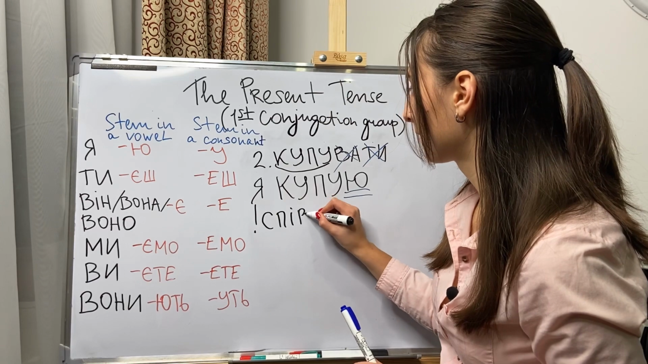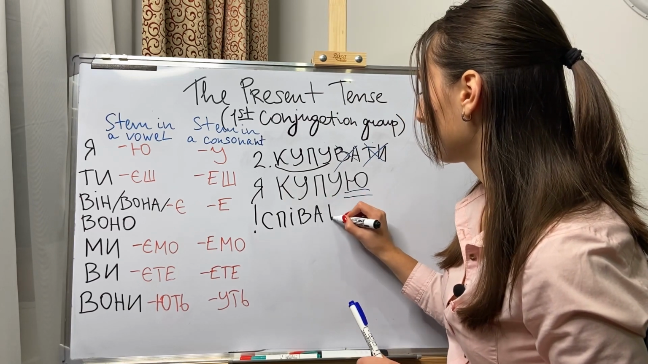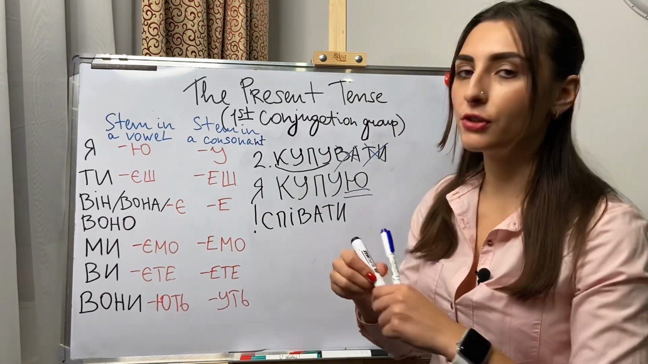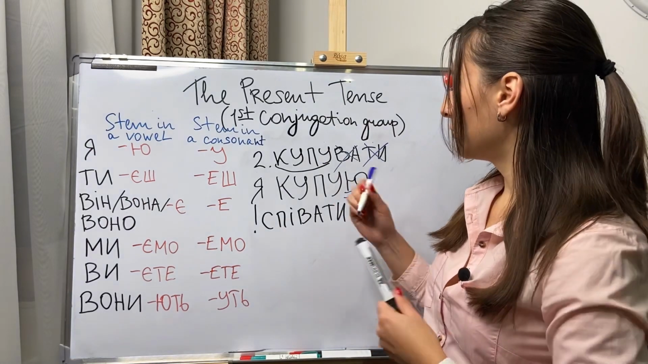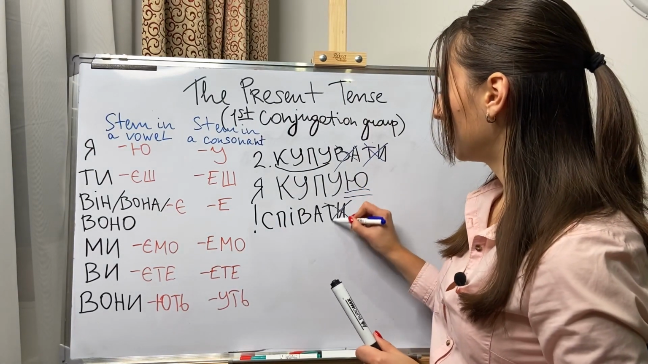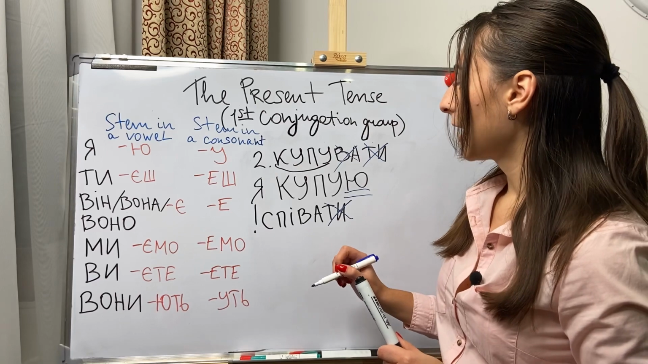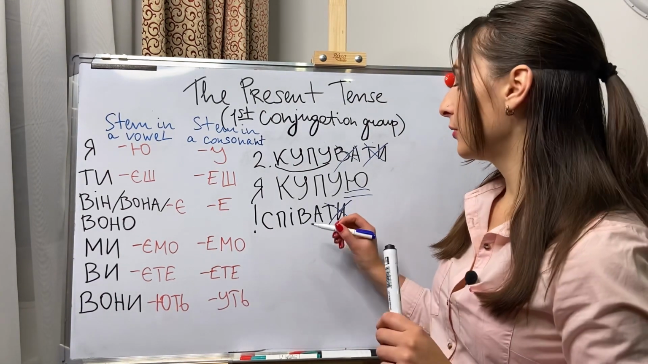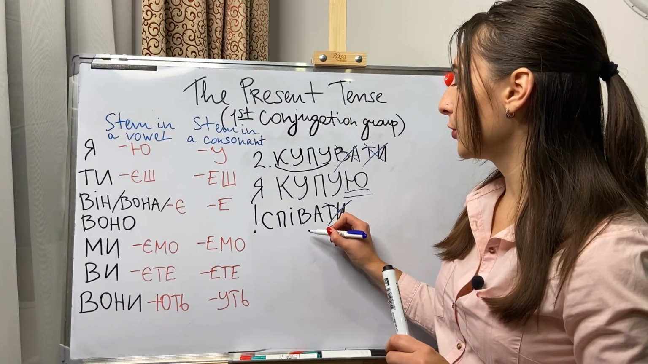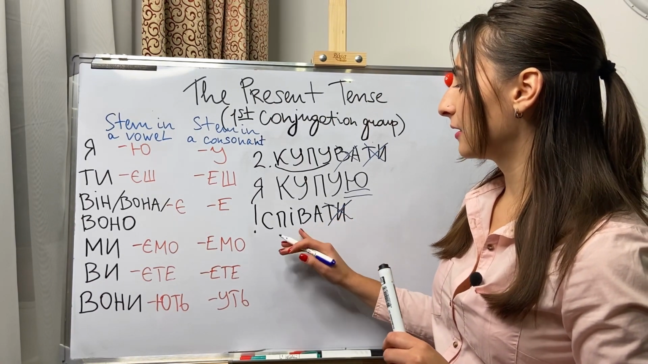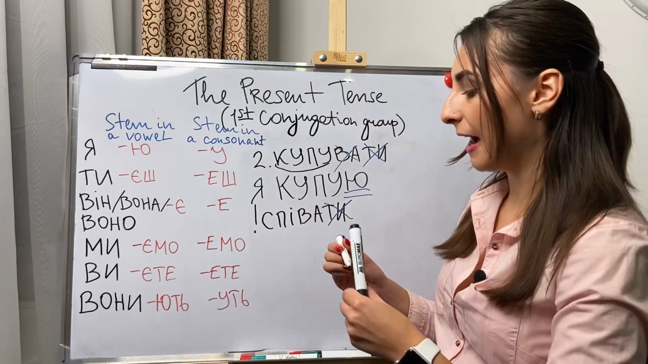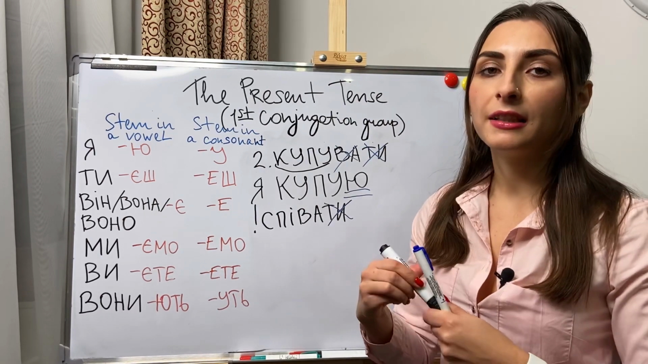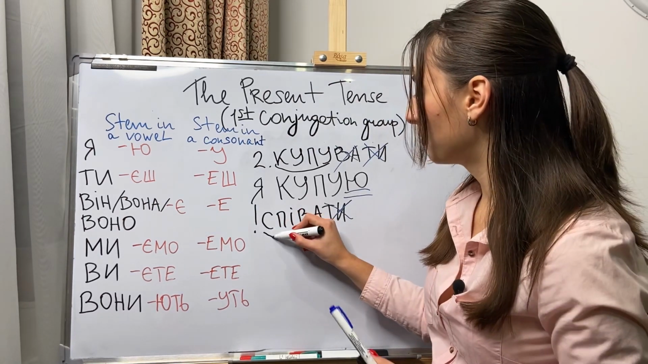Співати means to sing. And you think, okay, I have to drop infinitive ending ти, and then you see it also ends in va. But you have to pay attention. If you drop va, we can't leave the stem співа. You have to leave this ending va and we have співа.